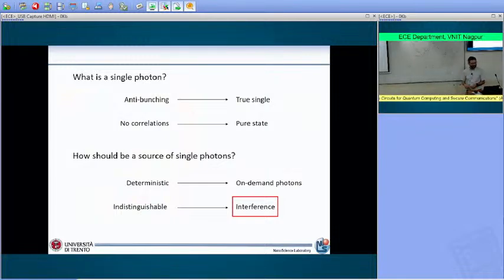In order to measure the degree of pure state that I have, the parameter that I'm using is called the purity. Okay? So the purity is a measure of how good my single photon state is with respect to the ideal pure single photon state. Okay? I will come back to the concept of purity.